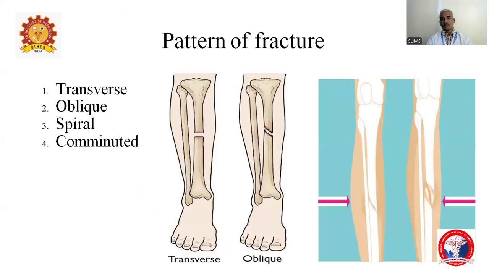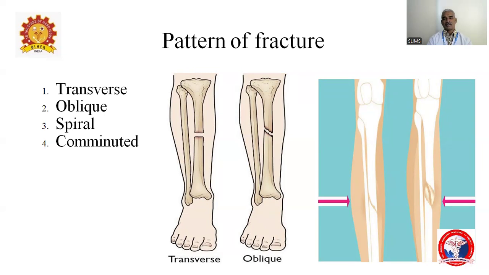Now, based on the pattern, I told you, the shaft. In the first picture, in the tibia and fibula, there is a horizontal fracture line. We call it a transverse fracture. For a fracture to occur like this, you need a direct impact or a bending force. Next picture, you can see the fracture line is oblique, slanting. If the fracture line runs in one plane only, it is called an oblique fracture. It needs a bending force. It doesn't need a twisting.